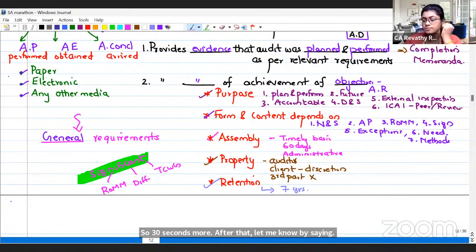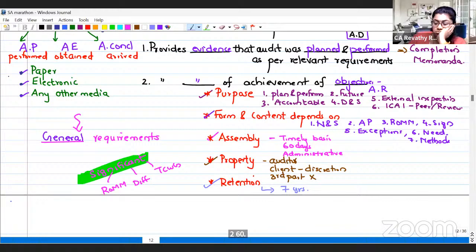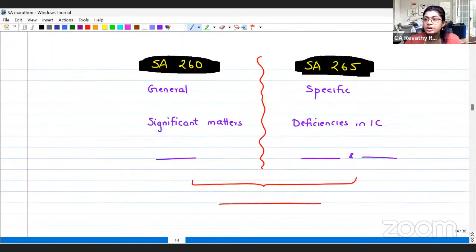260. Actually, 260 and 265 are again like brother and sister. Same parents, similar. 15 seconds more. Let me know by saying ready. Ready? Right. So 260 and 265.